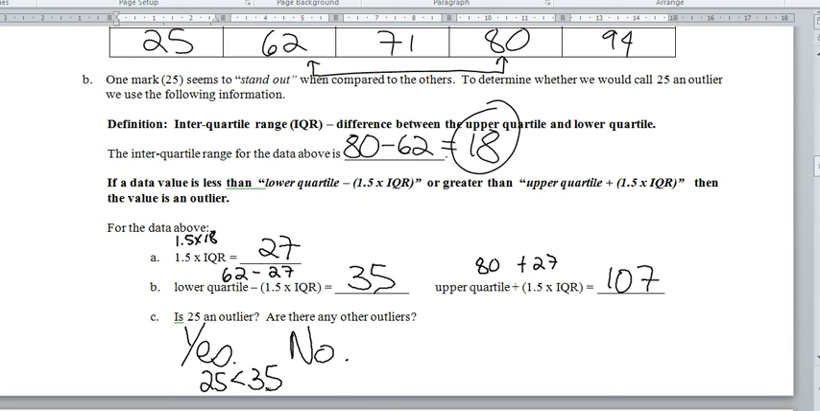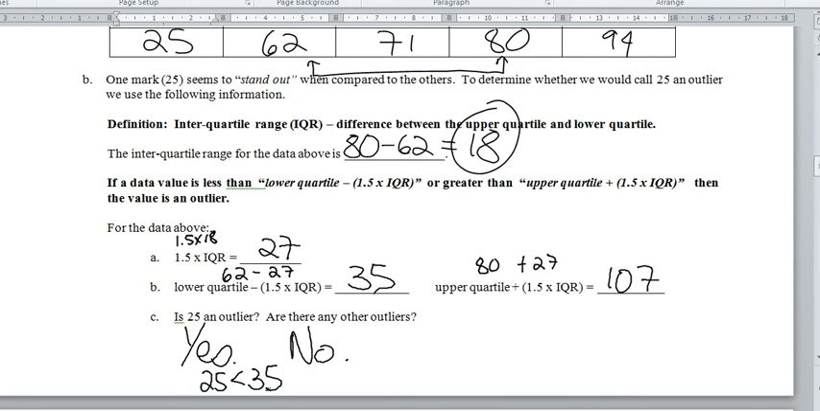You need to know how to determine an outlier. The procedure is: you find the interquartile range, you multiply that by 1.5, you subtract that amount from the first quartile, you add that amount to the third quartile, and you then look to see if you have any values lower than 35 or greater than 107.